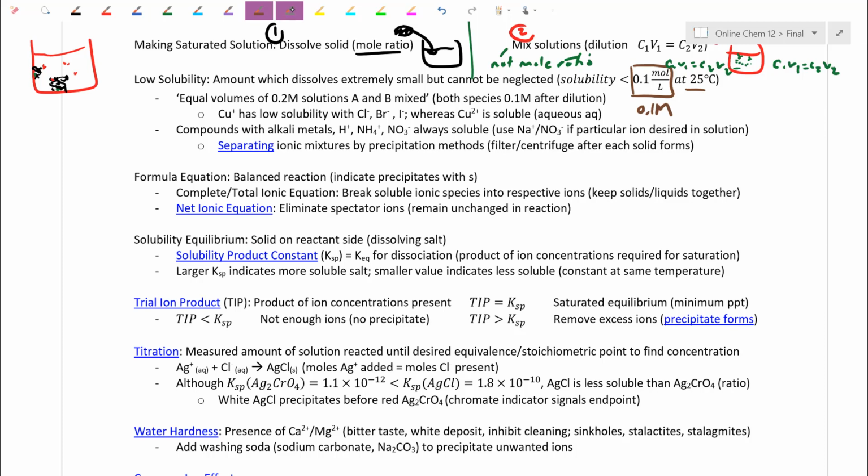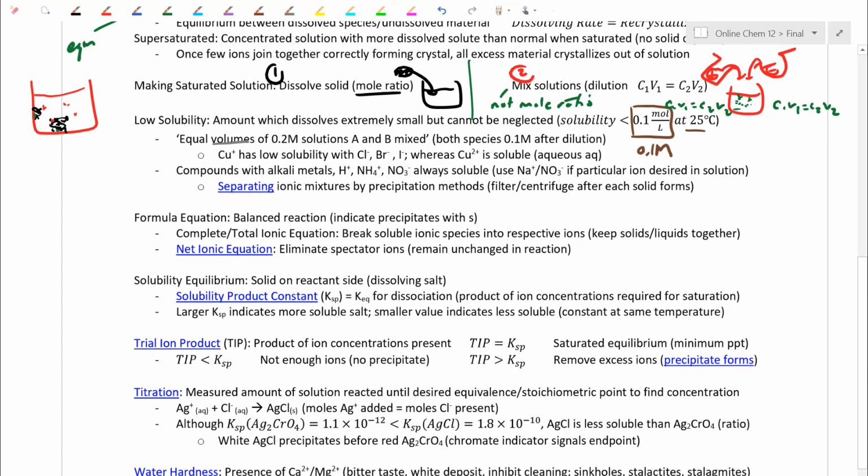In this section, you're going to see this phrase very commonly: equal volumes of 0.2 molar solutions of A and B are mixed. Once you dilute them, because they were equal volumes, V2 is just double V1. If you work out the math, the concentration drops to half. Half of 0.2 molar is 0.1 molar, which basically matches up with the table. So you can look at whether the table says low soluble or soluble.